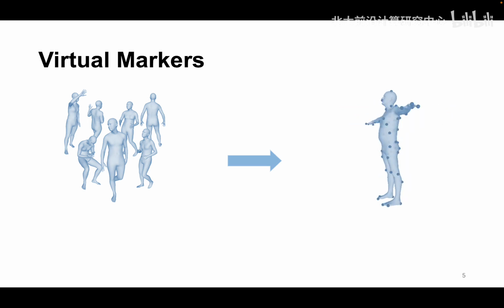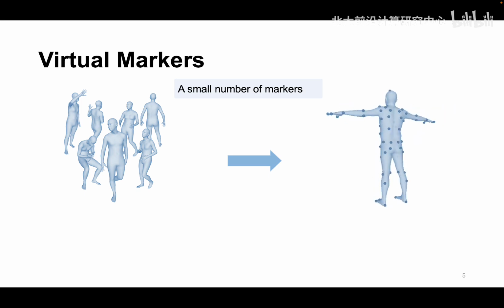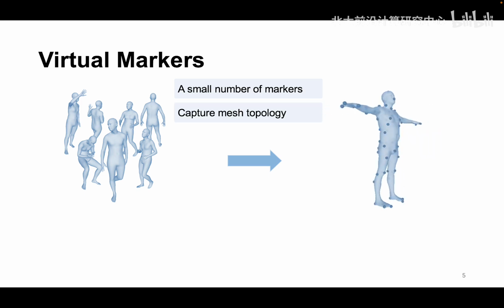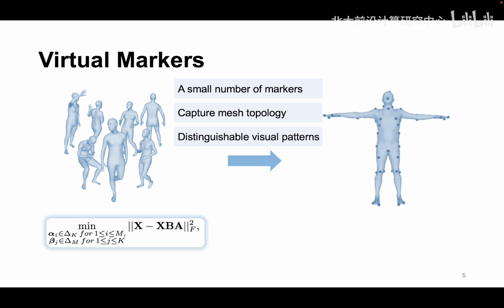The desired virtual markers should satisfy several requirements. First, the number of markers should be much smaller than that of the mesh vertices so that we can efficiently estimate their 3D positions. Second, the markers should capture the mesh topology so that the intact mesh can be accurately regressed from them. Third, the virtual markers have distinguishable visual patterns so that they can be detected from images. To that end, we present a learning algorithm based on archetypal analysis to identify a subset of mesh vertices as the virtual markers that try to satisfy the above requirements to the best extent.